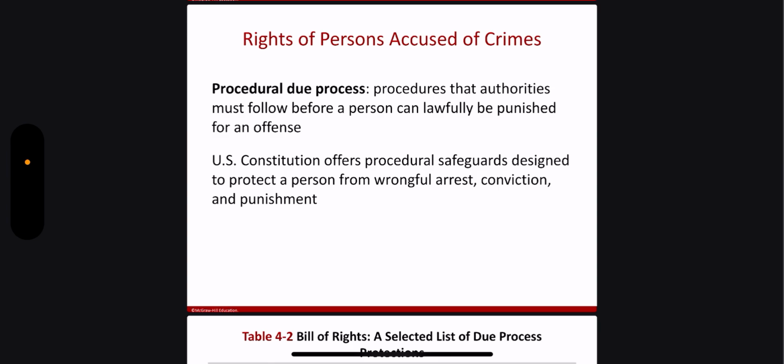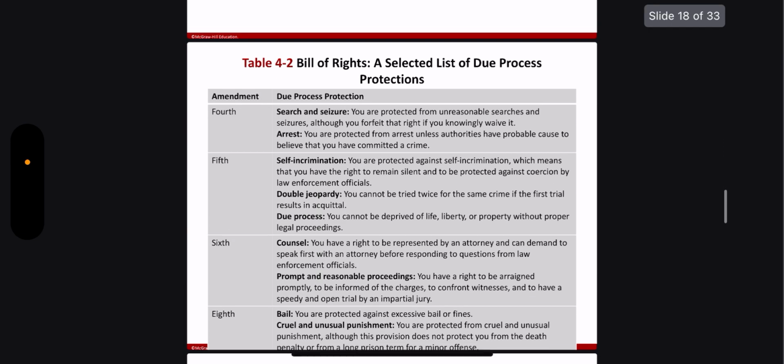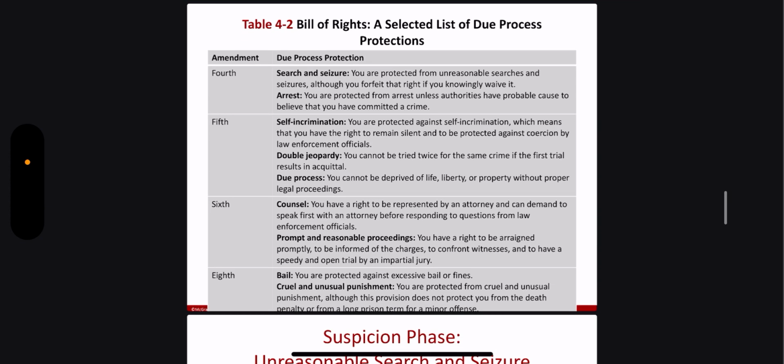And this is going to be laid out in the Constitution in several rights, including the Fourth, Fifth, Sixth, and Eighth. Here we see that the Fourth Amendment specifically says that we have the due process protection against unreasonable searches and seizure, and that if we are arrested, we have to have probable cause that we have committed a crime before we can be arrested. So that probable cause part. So the Fourth Amendment, again, search and seizure, and then probable cause.